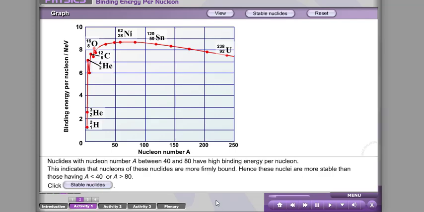Nuclides with nucleon number A between 40 and 80 have high binding energy per nucleon. This indicates that nucleons of these nuclides are more firmly bound. Hence, these nuclei are more stable than those having A less than 40 or A greater than 80. Click the Stable Nuclides button.